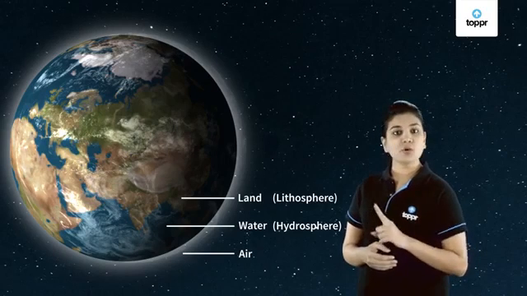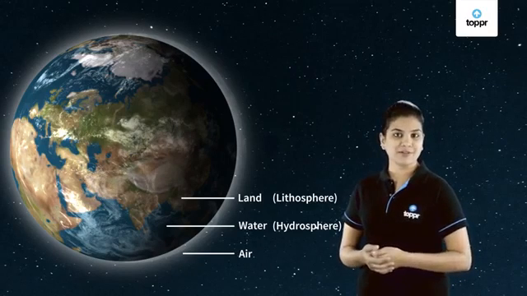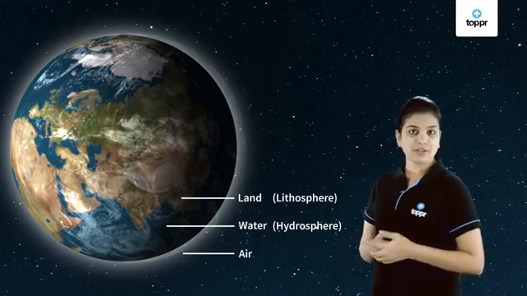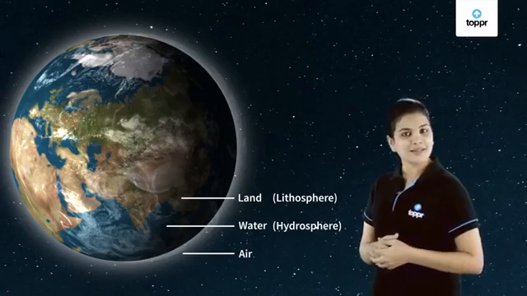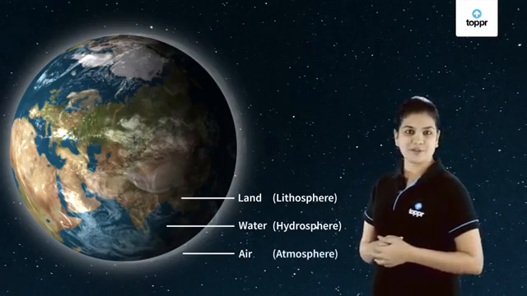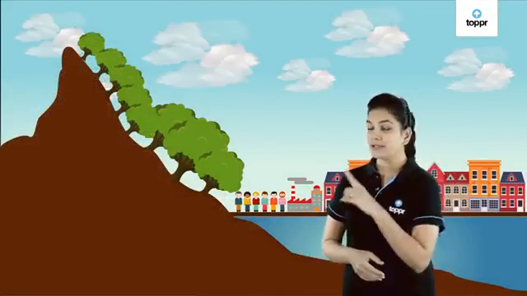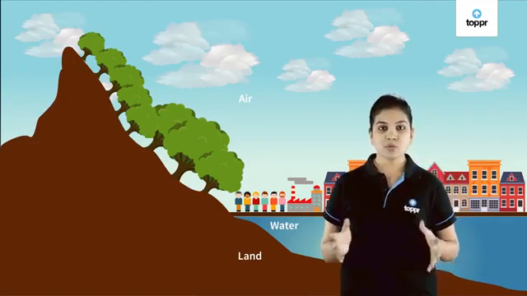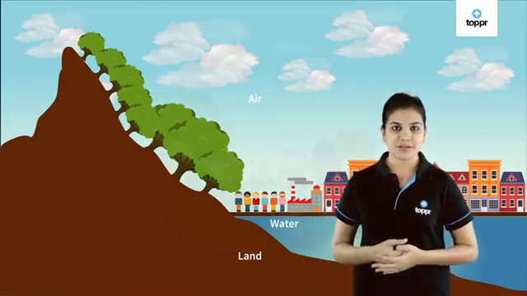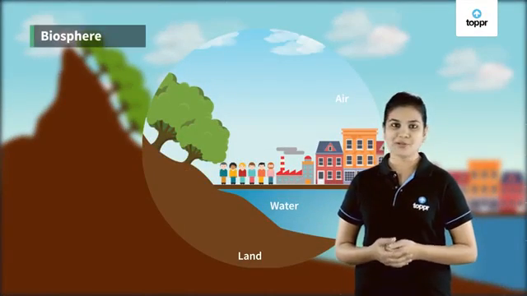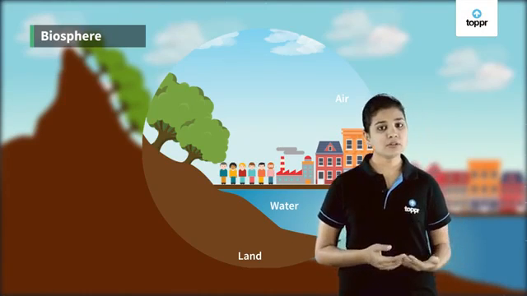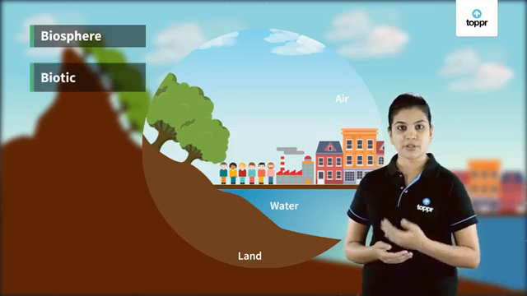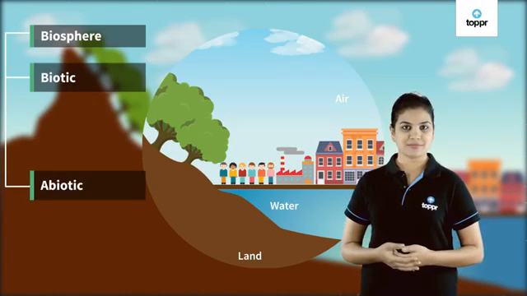But yet these two are not just sufficient for our survival, and hence the air covers the whole of earth as a blanket, and this blanket is called atmosphere. Living things are found where these three exist, and their interaction forms a zone where life is possible, and this zone is called biosphere. Now the biosphere is again divided into two major components, biotic and abiotic.